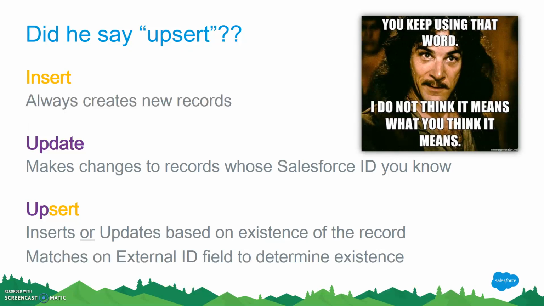Funny word, so let's level set. The insert operation, as you may be very familiar, always creates new records. It generates a new Salesforce record ID. The update operation makes changes to existing records whose Salesforce ID you know. The upsert operation is a hybrid of the two. It will intelligently insert or update the data based on the existence by matching against an external ID field.